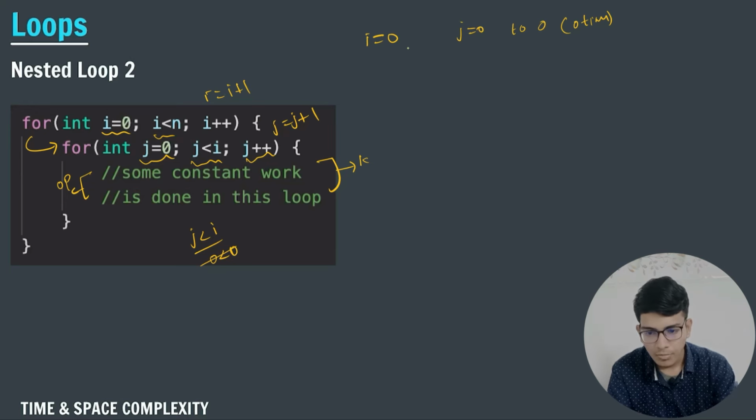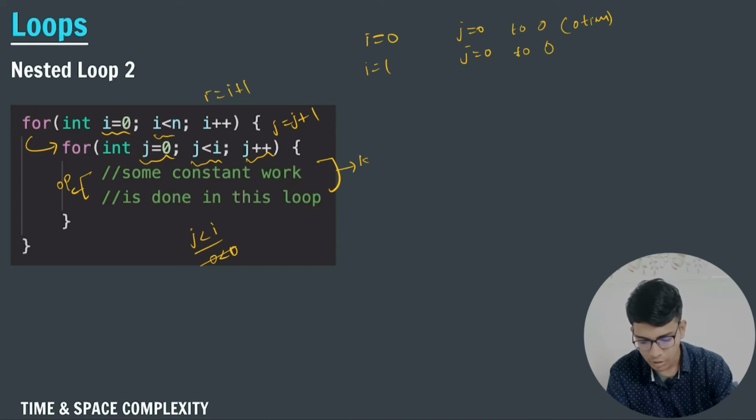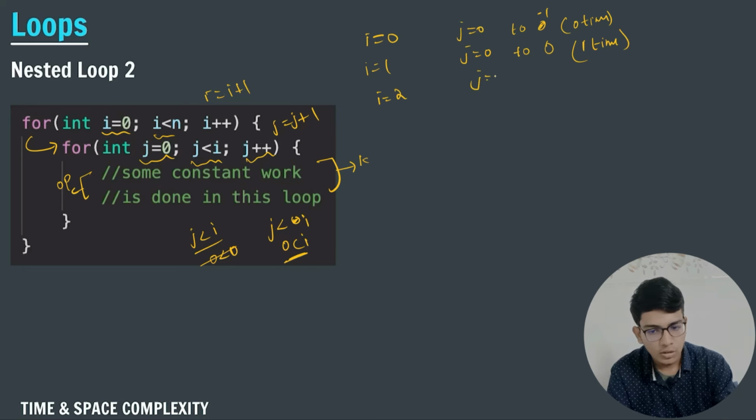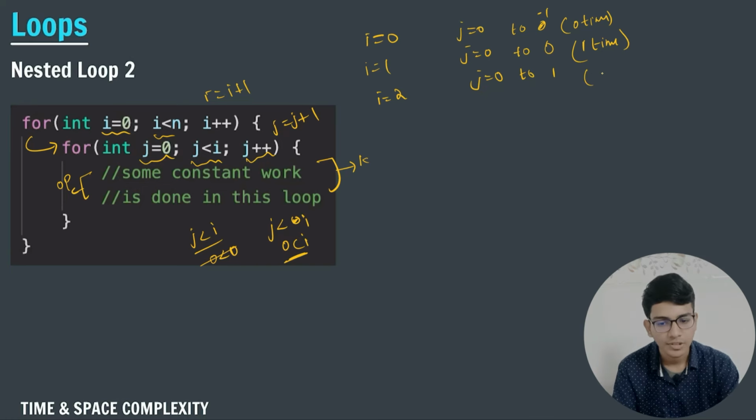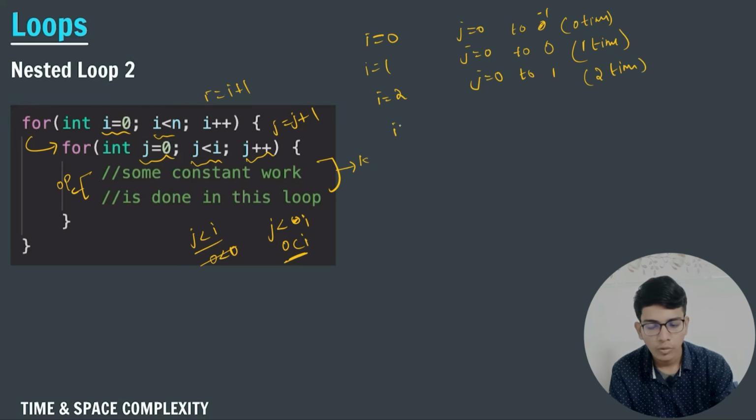After that, i will become 1. So j will run from 0 to 0, and j should be less than 1. Here the condition is true, that is, 0 is less than i, so this loop will run one time. After that, i becomes 2, and j from 0 to 1 will run 2 times. After that, i will become 3, so we'll run our loop j from 0 to 2. So this will run 3 times.